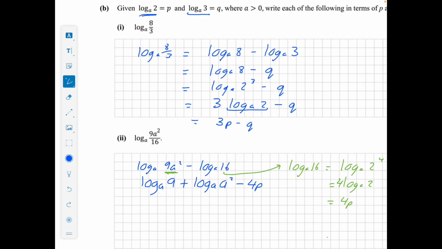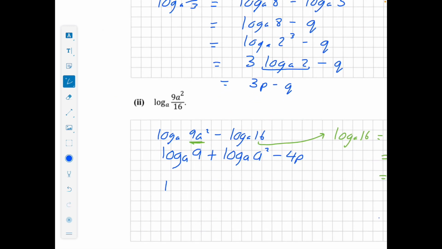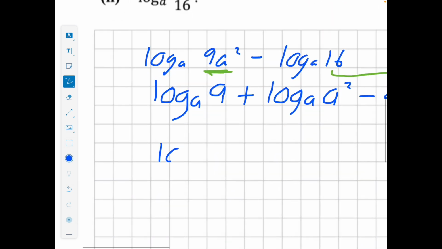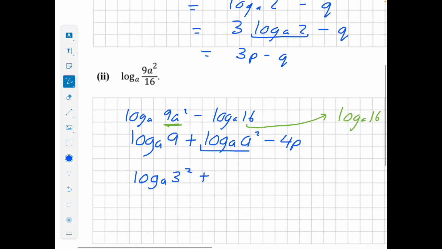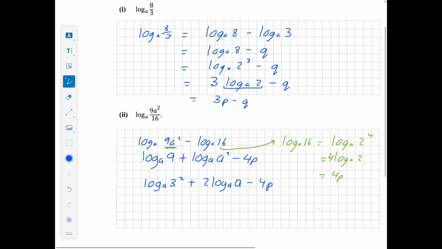Okay, now log to base a of 9. We don't know anything about log to base a of 9, but we do know something about log to base a of 3. So instead of writing log to base a of 9, I can change that 9 to 3 squared. Plus, now, I don't know what I'm going to do here yet, but I do know I can get rid of that squared and I can bring it down in front. So that'll be 2 log to base a of a minus 4p.